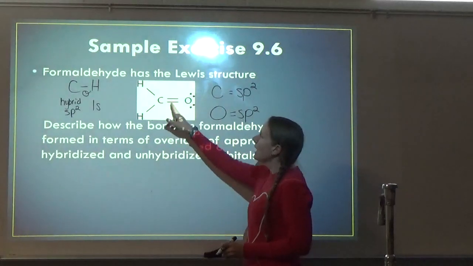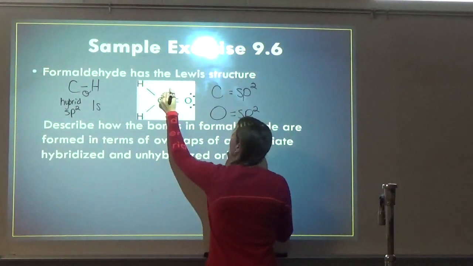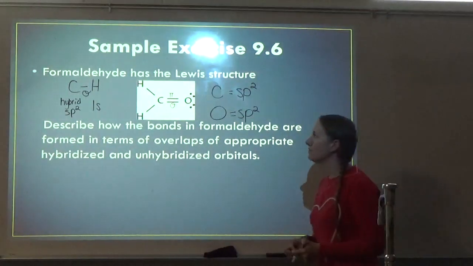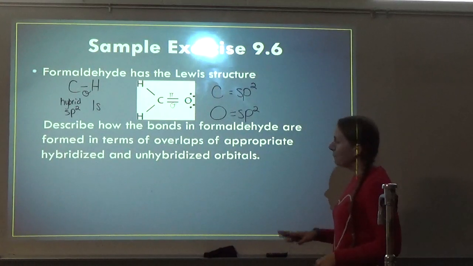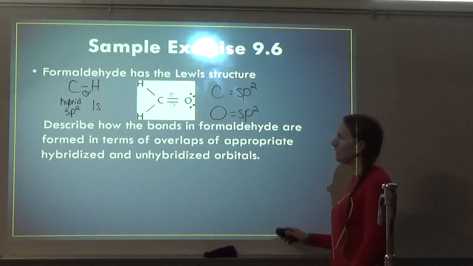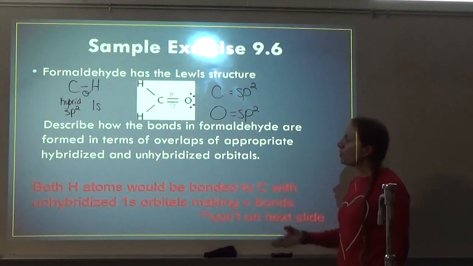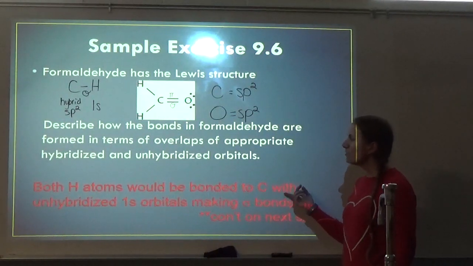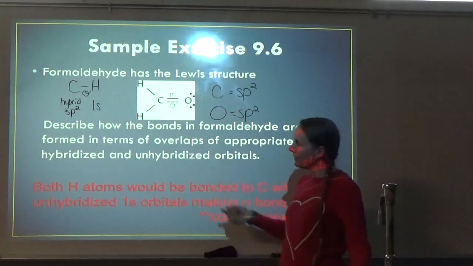All right, and so then I can see that there is a sigma bond between CO and there is a pi bond between CO, because double bonds are 1 sigma and 1 pi. I put an extremely long answer, so hopefully all of my little shorthand up here answered everything I wrote down here. So I wrote both H atoms would be bonded to C with unhybridized 1s orbitals making sigma bonds. Okay, we did write that part.